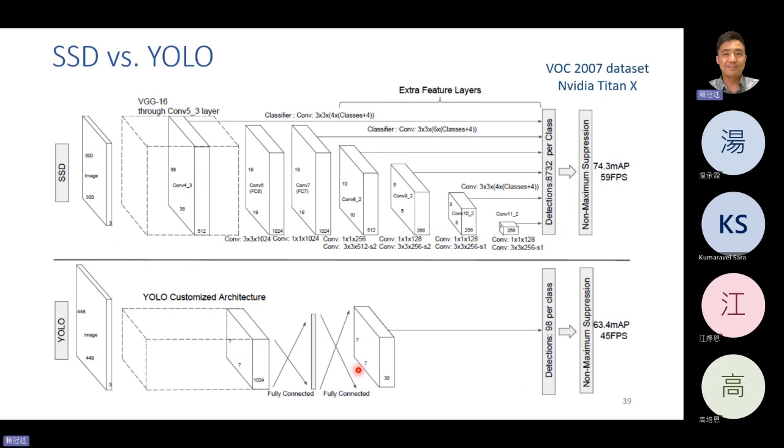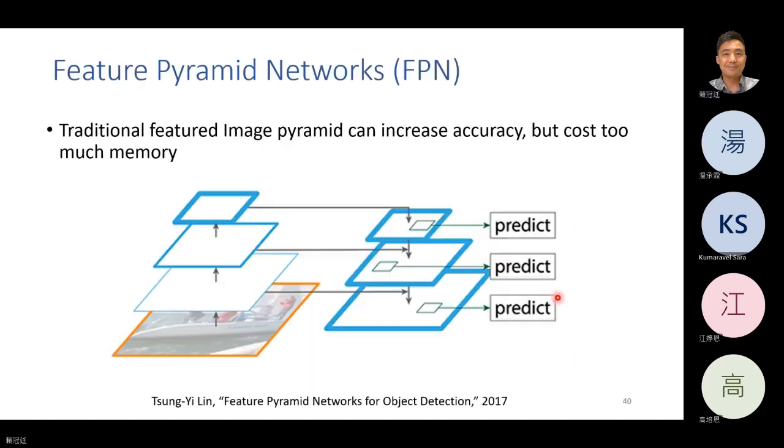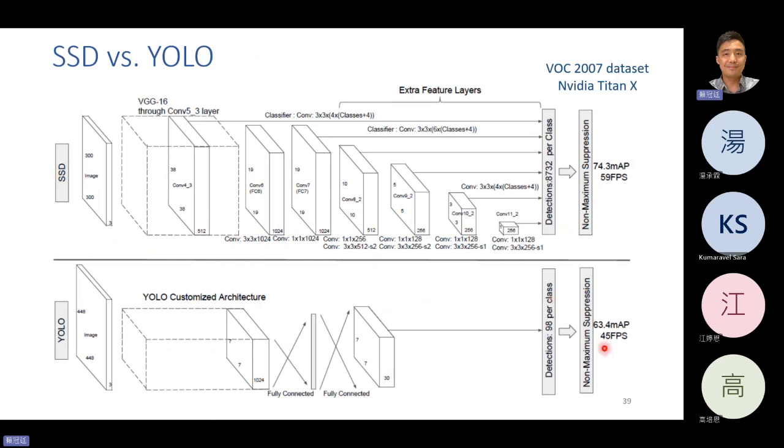But in YOLO, you only predict from the final layer. V1 has 98 bounding boxes, right? 7 times 7 times 2, each grid has 2 bounding boxes. SSD has 8,732 bounding boxes per class.